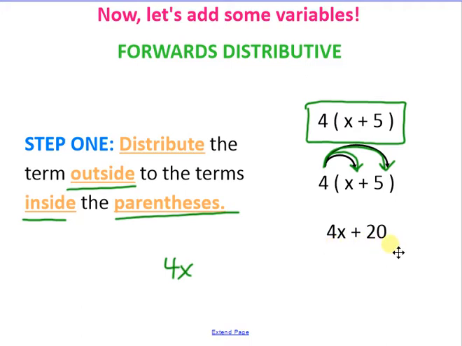We cannot combine them. 4x is not a number like 20 is. You cannot add 4 to 20 and call it 24x. It's simply 4x plus 20, and you have to stop there.